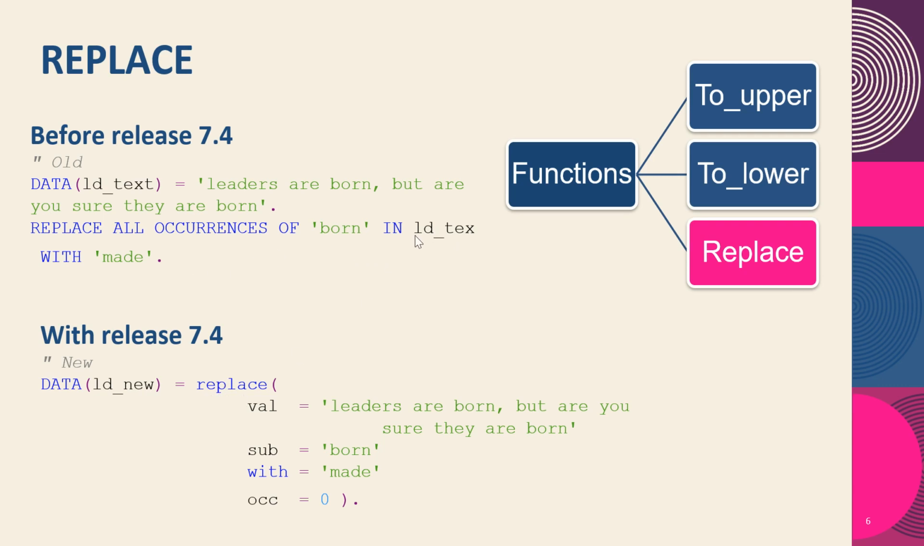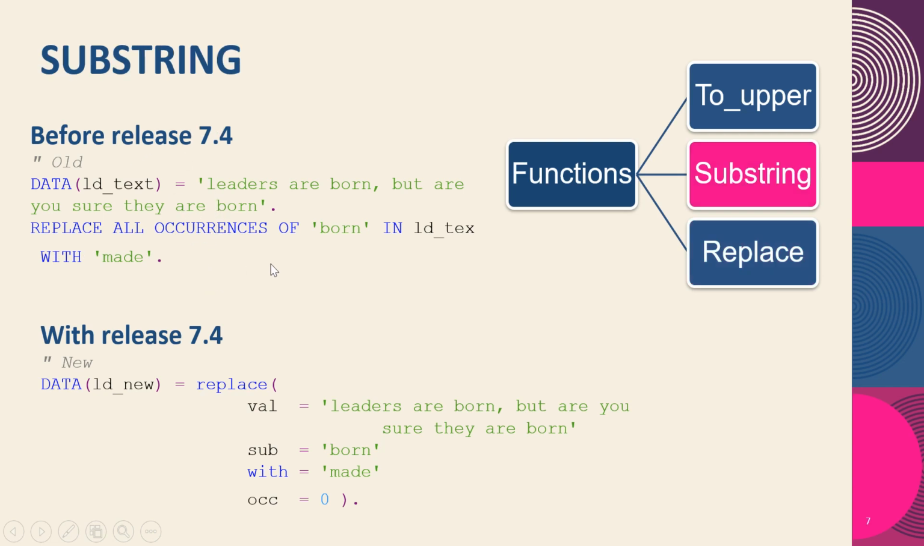This is the value, this LD text, and this sub is the one, and what is to be replaced with is the with. Syntax is similar. The only thing is, because it is a function, it can be used inside the if condition. It can be used anywhere. But before 7.4, we needed a separate statement for the replace functionality.